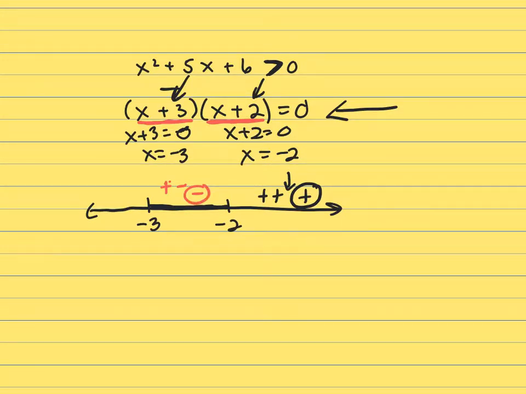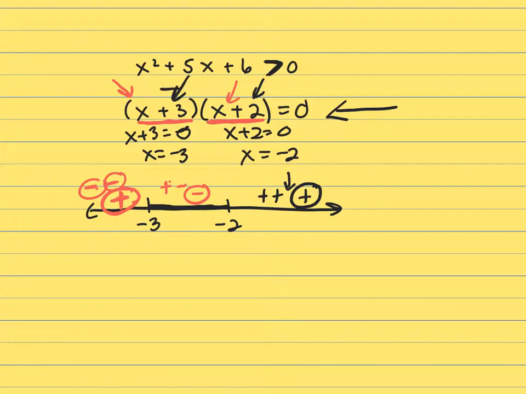If you check this interval on the far left, let's use -4. If you plug -4 in here, -4 plus 3 is a negative. -4 plus 2 is a negative. And what's a negative times a negative? A positive.